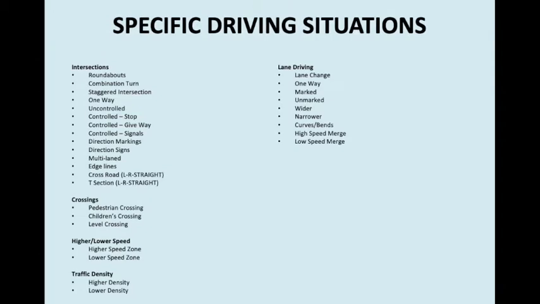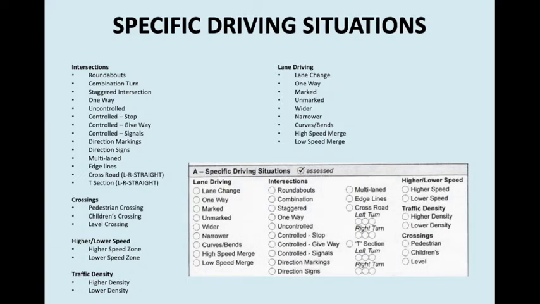Okay, now we go into the specific driving situations. These are all the situations that get covered by the examiners in a driving assessment. So we've got intersections, crossings, high and low speed, different types of traffic density and lane driving. These are all populated in the section A on the driver assessment report form, and the examiner ticks those little circles as they go through those different situations.